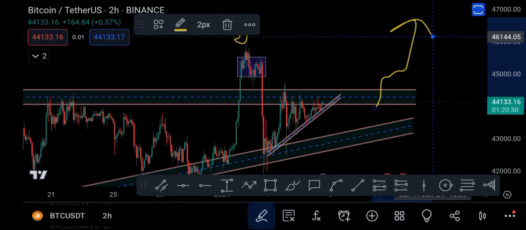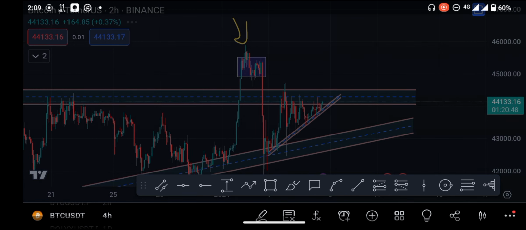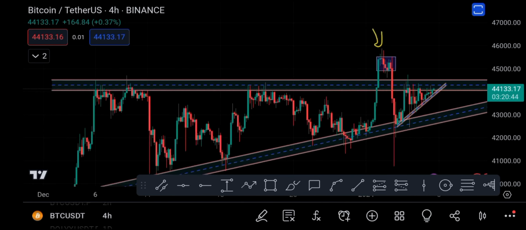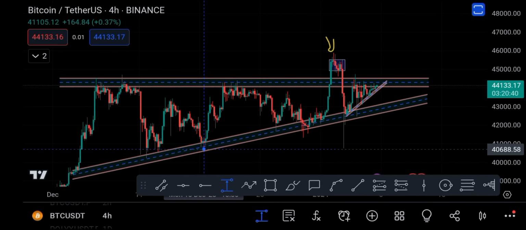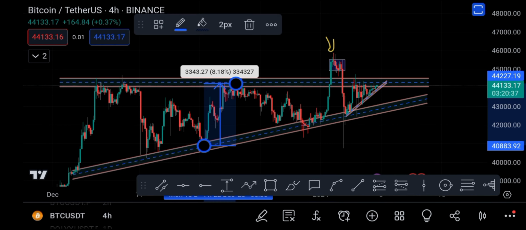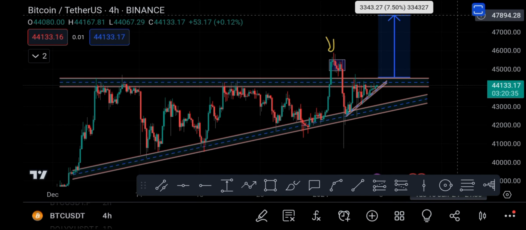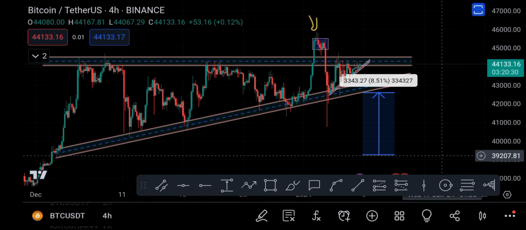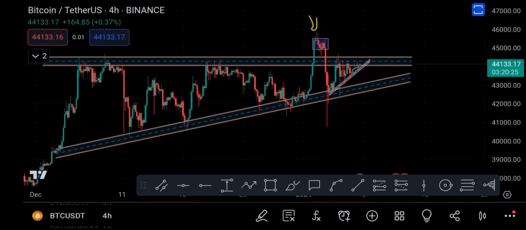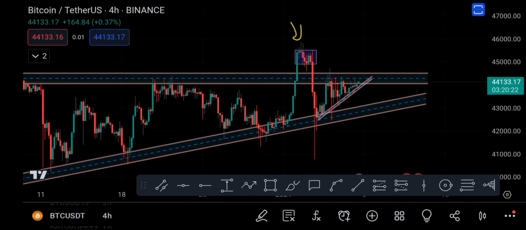This will not be a smaller breakout, because this pattern is actually big, because it's forming on a 4 hour time frame, and 4 hour time frame is not a smaller time frame, it is actually a bigger time frame. And even if it breaks on the upside, this will be our target, and it targets the 48,000 level. And if it breaks on the downward side, then our target will become 39,200. Yeah, so that is my target on both of the sides, and we just have to wait right now and see where the price actually breaks.